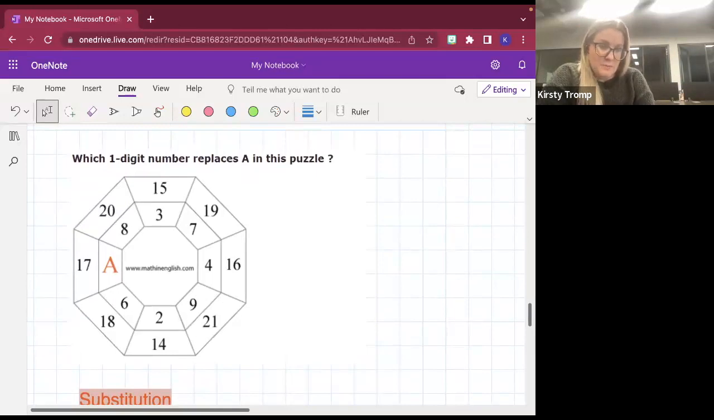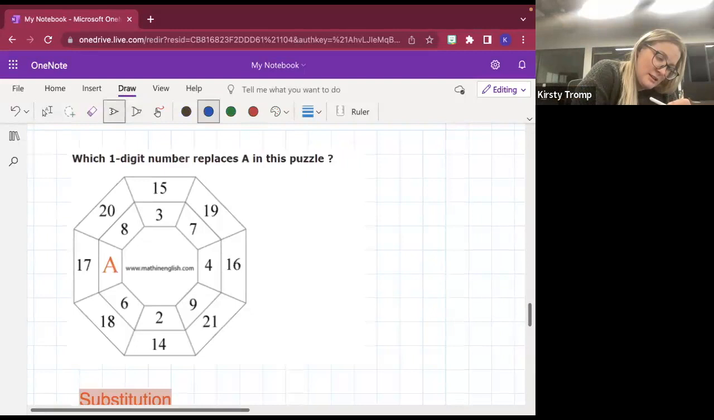Right, I'm seeing one person who's got the right answer so far. Okay, so I've seen 1 right answer so far. I've seen 2 right answers so far. 3 right answers, 4, 5. Okay, so your answer is going to be 5.